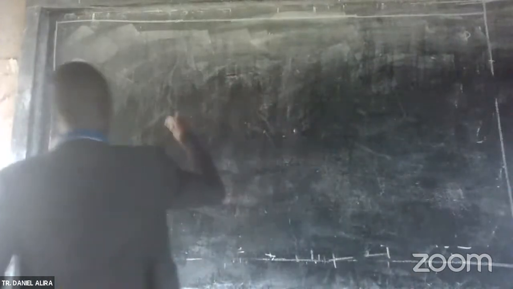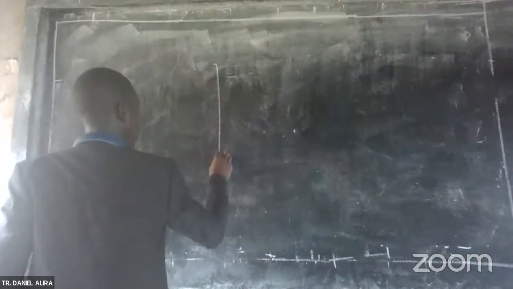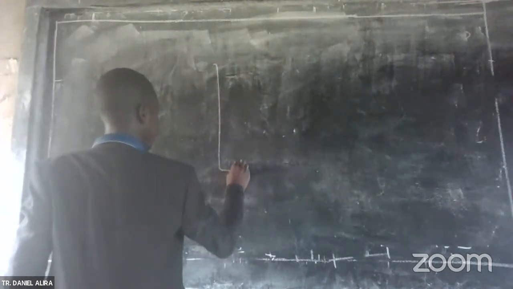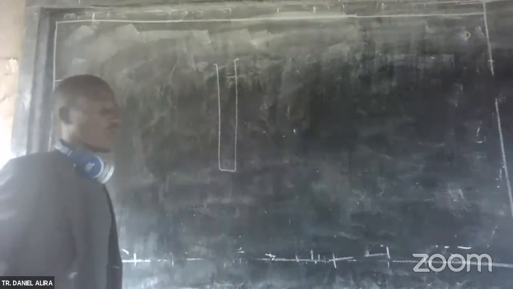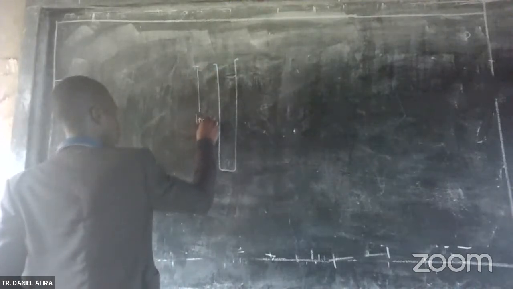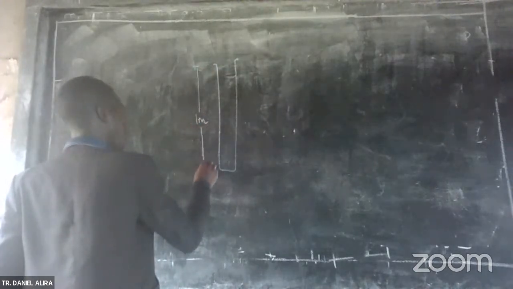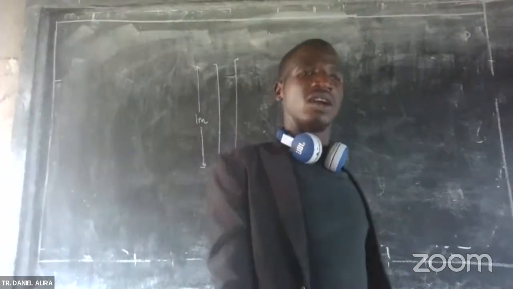You get a long tube like this. It should be approximately 1 meter long. A tube which is a meter long.